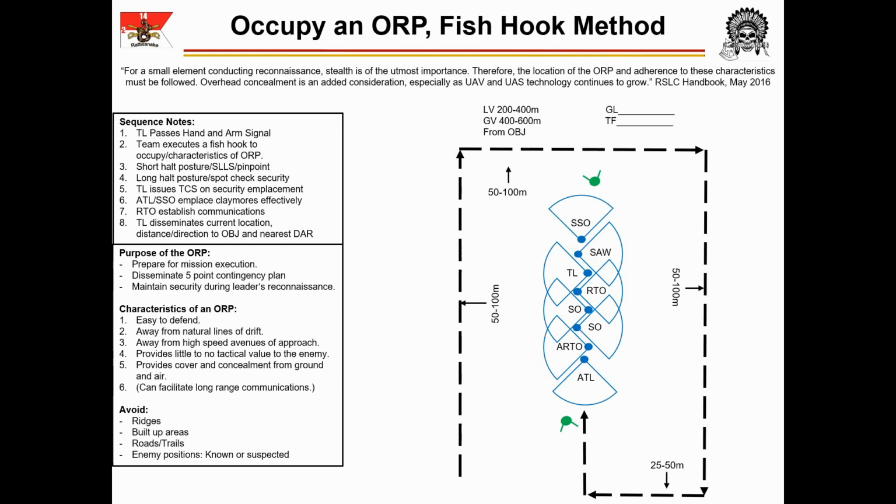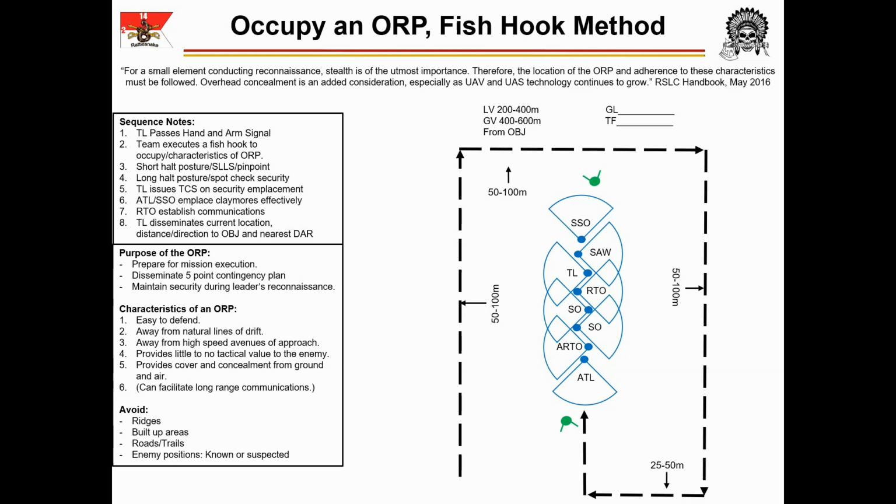The team leader issues task, conditions, and standards to the ATL and SSO on security for the ORP. This will sound something like, emplace the claymores at the 12 o'clock and the 6 o'clock, at least 16 meters from the team, oriented towards the most likely avenues of approach, with a rock or tree between the team and the claymore. Ensure that the detonation wire is dogleg and camouflaged, and that you brief the man next to you on the location and azimuth of the claymore. You have 10 minutes. The time is now 21:45. This task must be complete no later than 21:55.